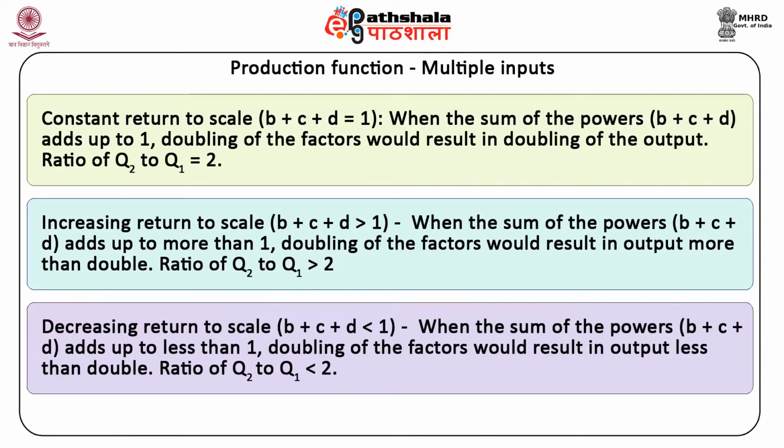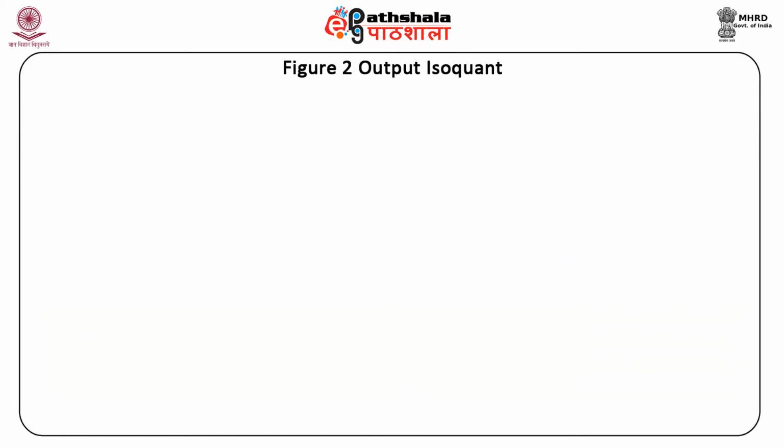Third, decreasing returns to scale. That is, B plus C plus D is less than 1. Now, when the sum of the powers B plus C plus D adds up to less than 1, doubling of the factors would result in the output less than the double. Ratio of Q2 to Q1 is less than 2.